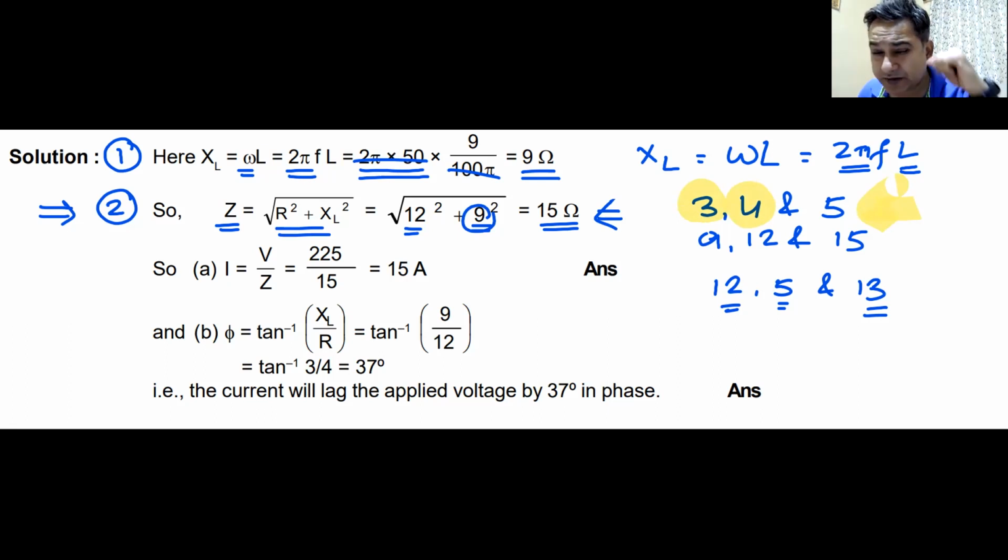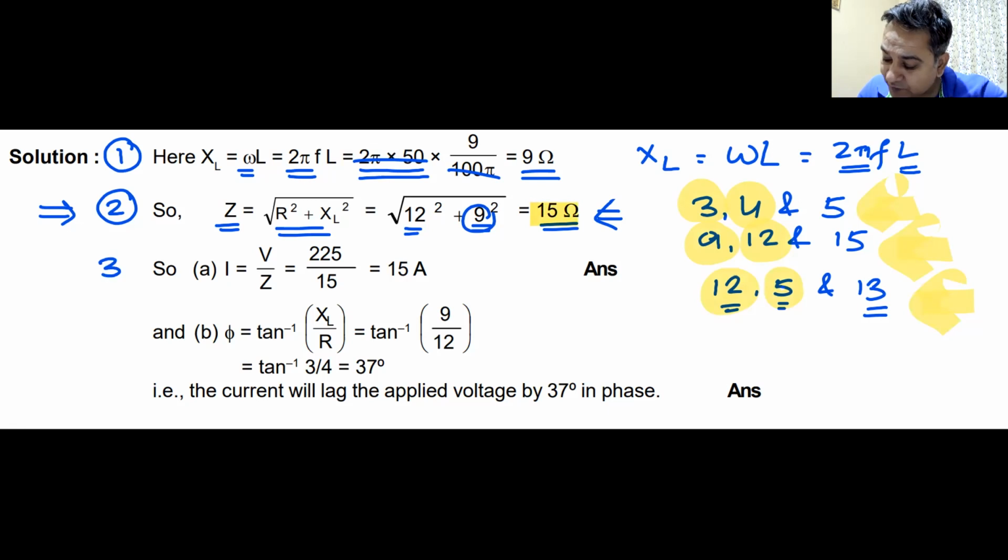For example, if in some case you find that one of R or X is 9, the other one will automatically come as 12, so that the answer becomes 15. If one of them is 5, the other will have to be 12, because the answer then will have to be 13. If you don't want to use this shortcut, you can always do the calculation, not a problem. Anyways, we have found out the value of the impedance Z. That is your step number 2.